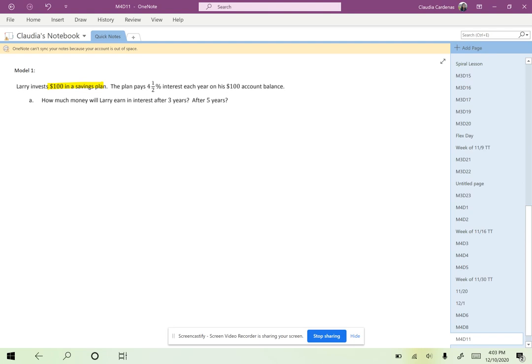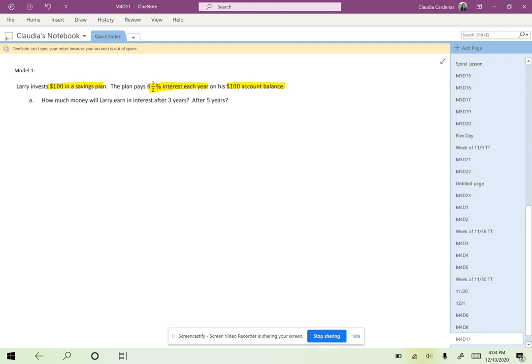The second sentence says the plan pays 4.5% interest each year on his $100 account balance. Well, what is interest? It is the amount of money earned or owed on a given amount of money over a period of time. So for example, when you borrow money, you have to pay the money back plus interest. In other words, an additional charge for borrowing the money and then taking a longer time to pay it back.